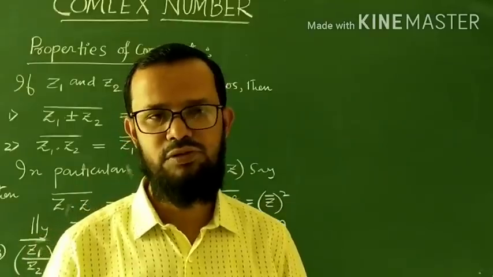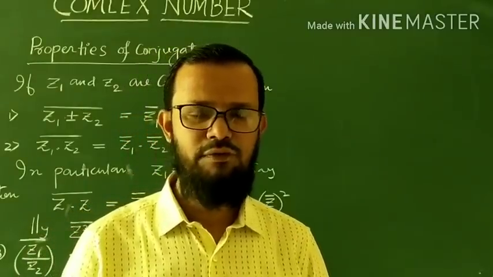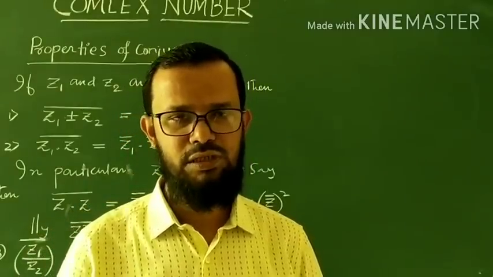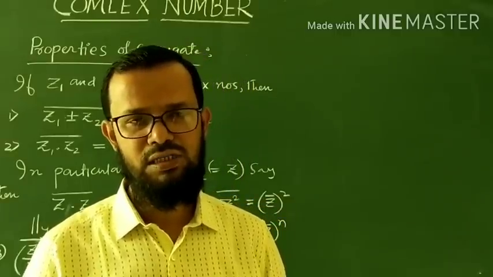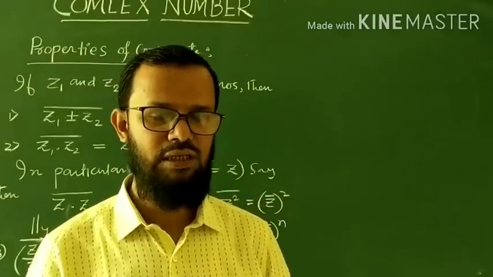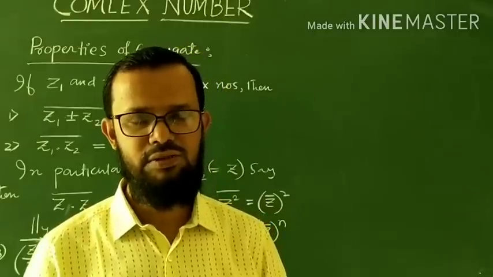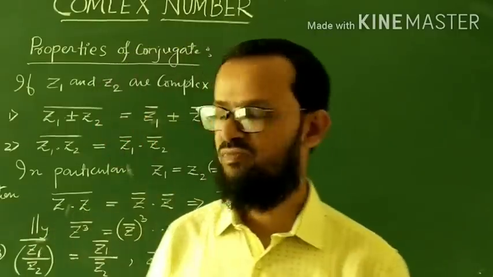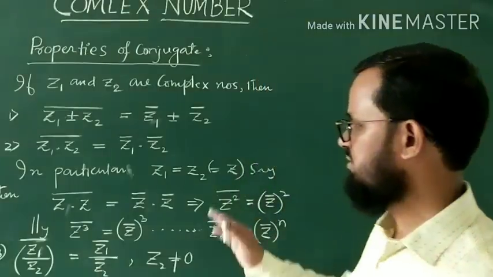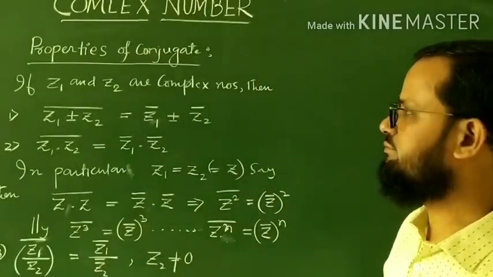First I am going to discuss properties of conjugate complex numbers. Already we have discussed what a complex number is and what its conjugate complex number is. Regarding this, we are going to discuss some properties. There are three major properties.